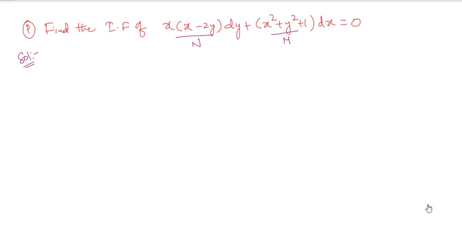Now let me take what ∂M/∂y is. ∂M/∂y is nothing but 2y. Similarly, ∂N/∂x: if I multiply x into x² and differentiate, you will have 2x. Then the other one will be x into 2y, so you will have minus 2y. So this is ∂N/∂x.